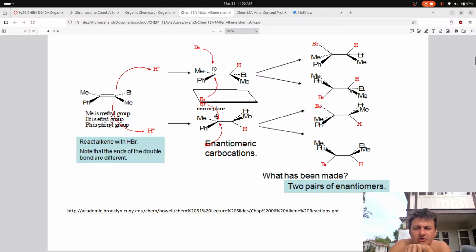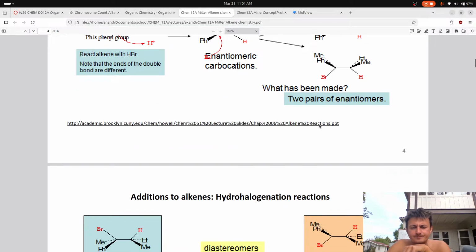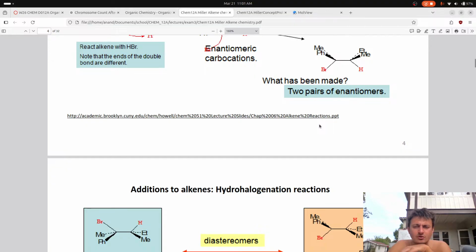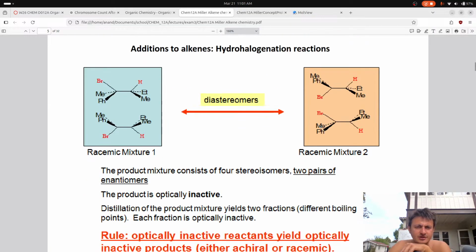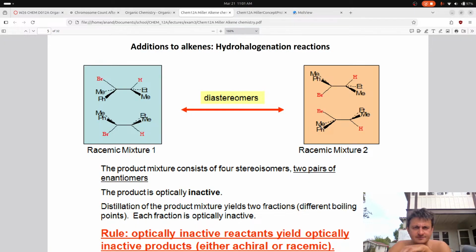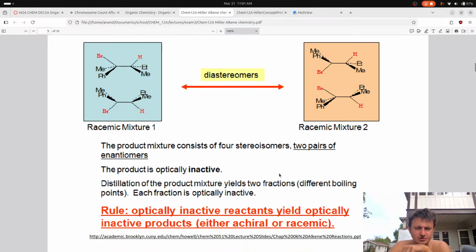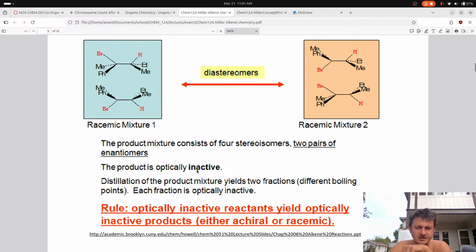So this is probably RR, SS, RS, and SR. But see here that the substituents on the two ends are not the same. So this is not meso. So there are actually 4 stereoisomers. Okay, that's fine. The product mixture contains 4 stereoisomers, 2 pairs of enantiomers. The product is optically inactive.